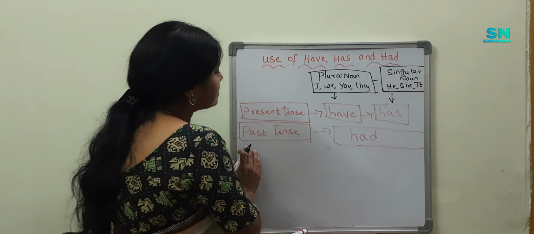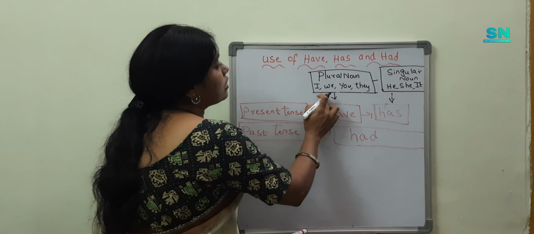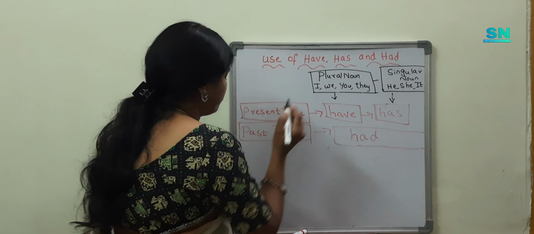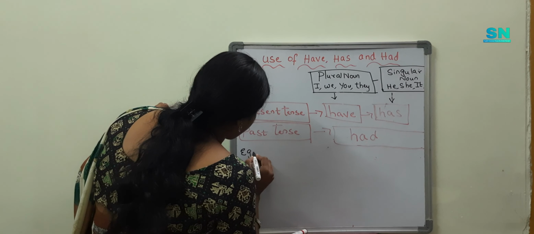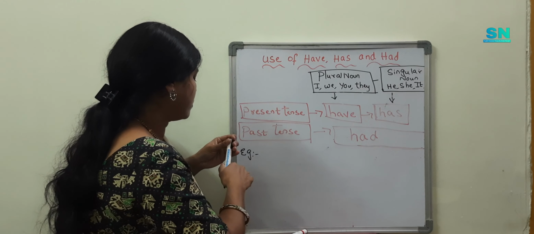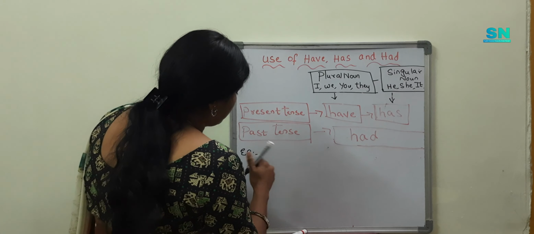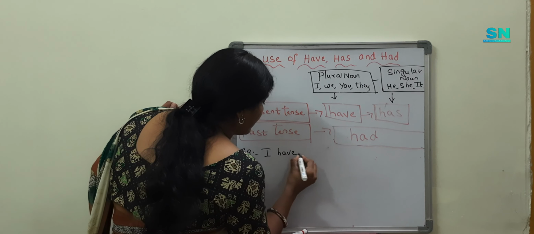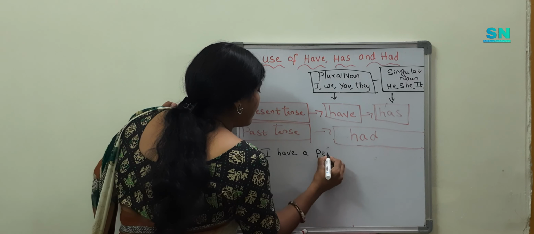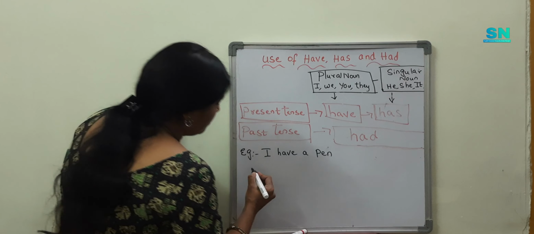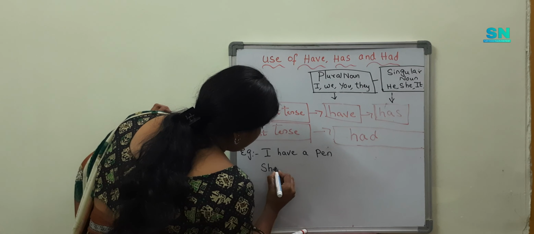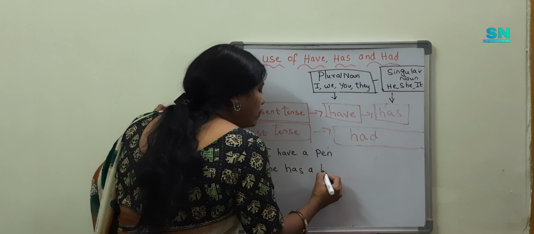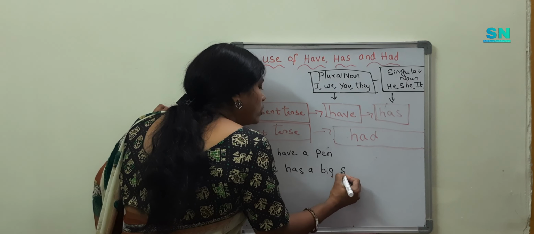Now, when the sentence is in the past tense, it may be plural nouns or singular nouns. Whatever it is, we use the word had. For example, I have a pen. She has a big school bag.